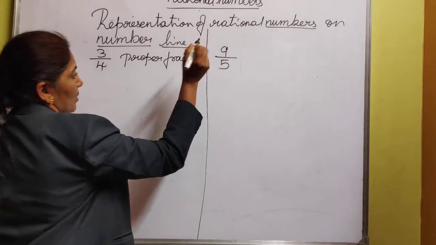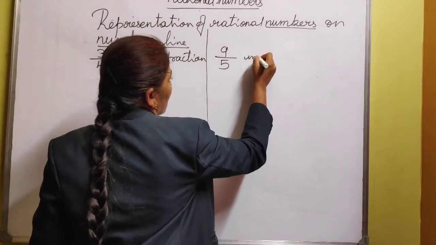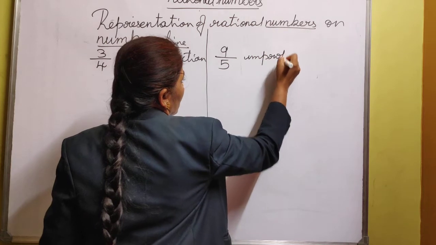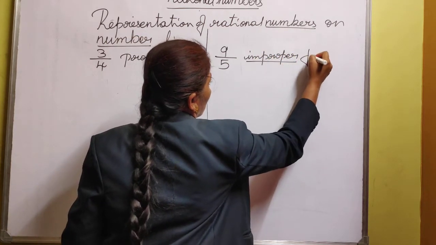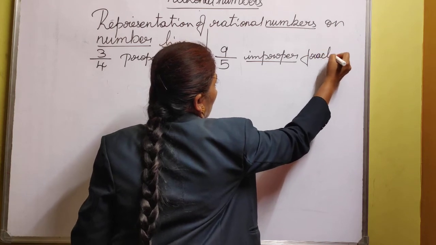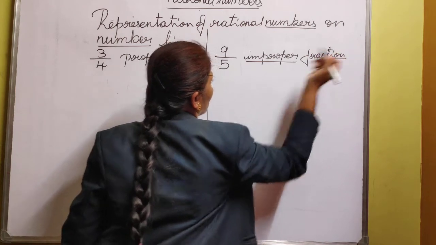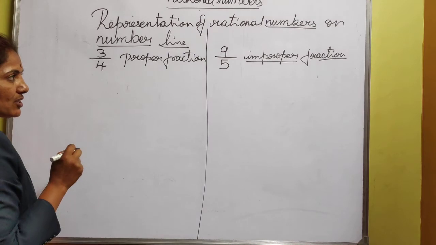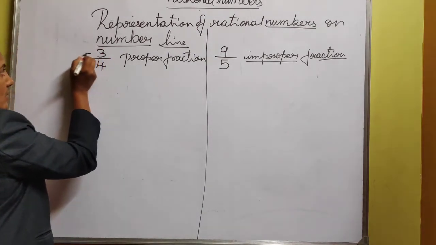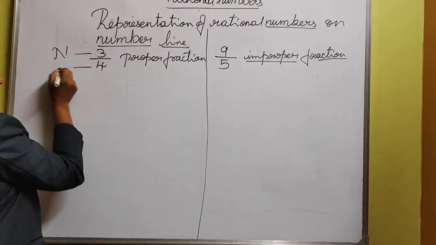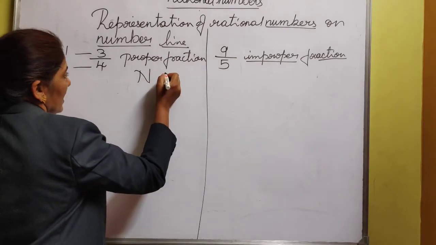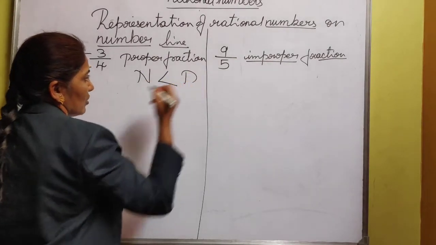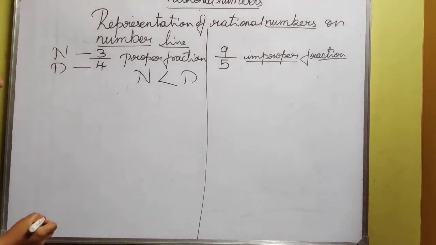3 by 4 is a proper fraction. 9 by 5 is an improper fraction. So, what do we have to do here? How to represent the rational numbers here? You can observe here, this is the numerator part and this is the denominator. And you observe here, numerator is less than denominator.